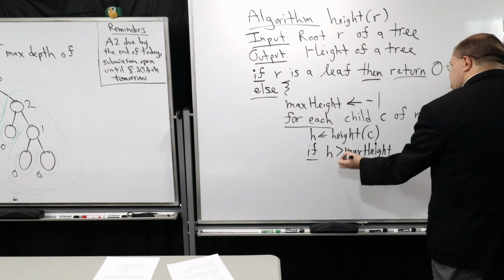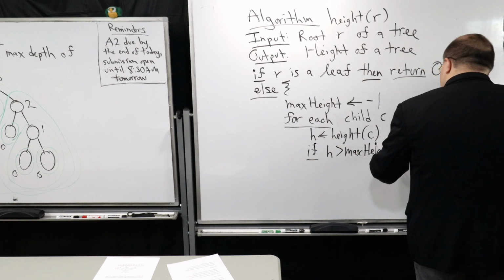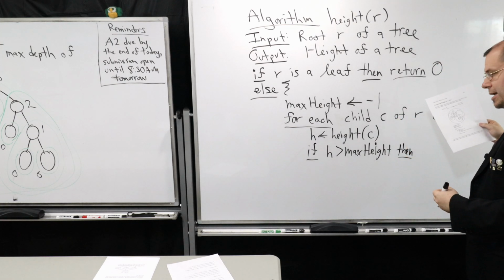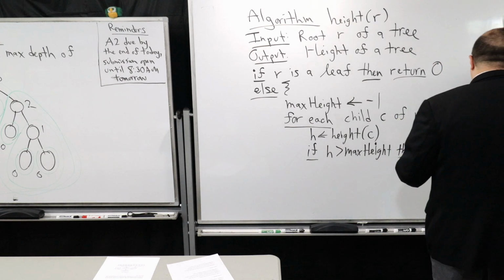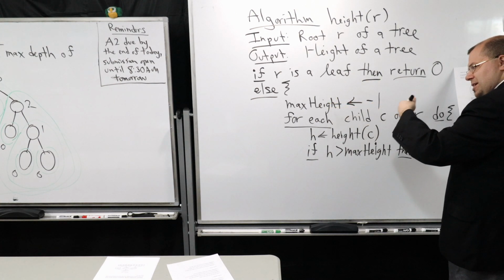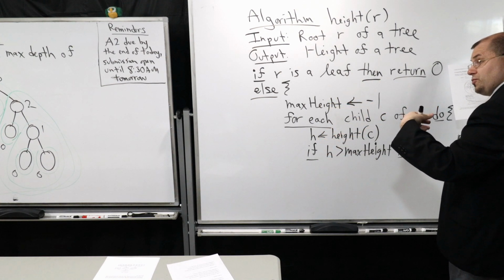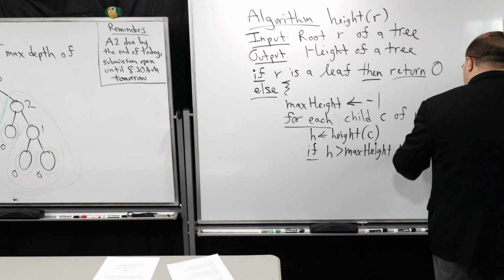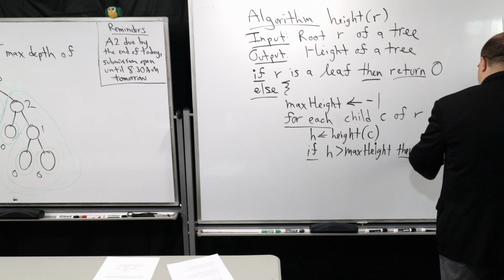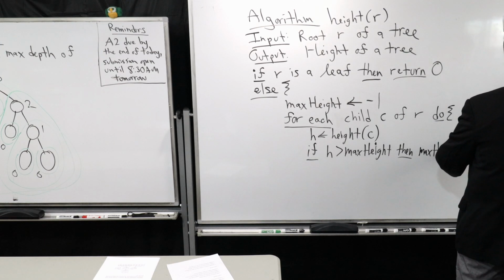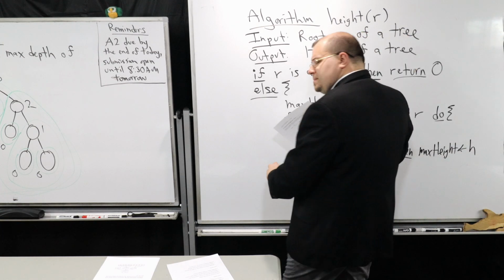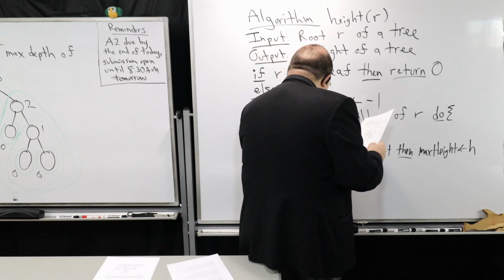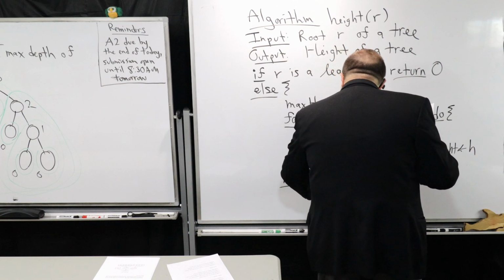So if h is, in fact, strictly bigger than max height, remember that if this is true, that means I found a taller subtree among my children. So remember, the game is I'm trying to figure out which of my subtrees among my children is the tallest. Then we just update max height. So I'm going to update max height to be h. And lastly, I just simply return whatever that max height is, and I add 1 to it, right?